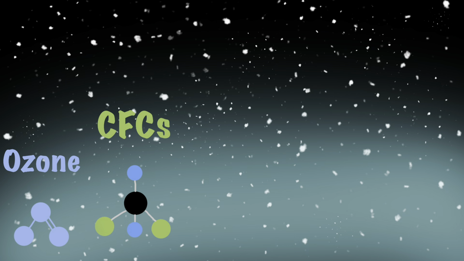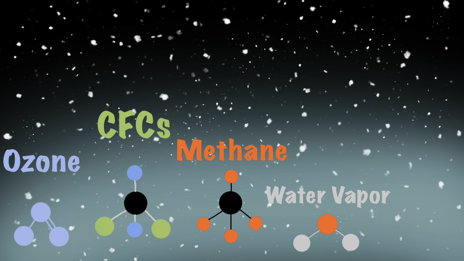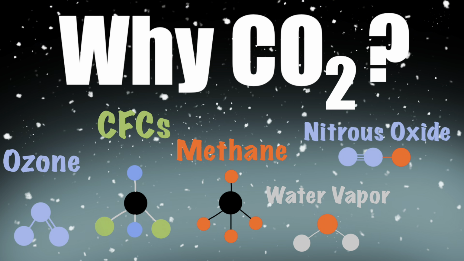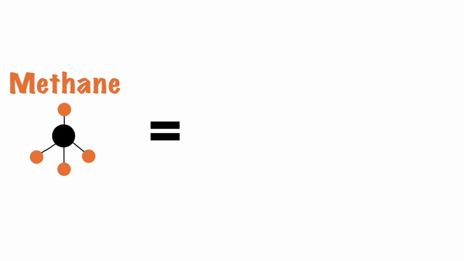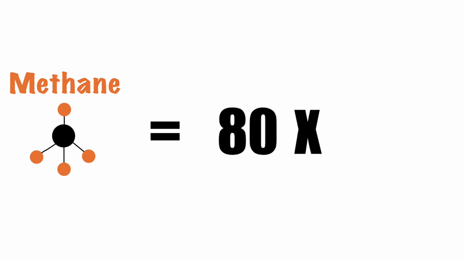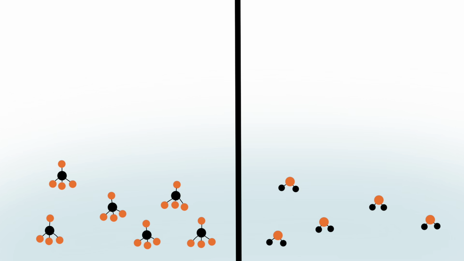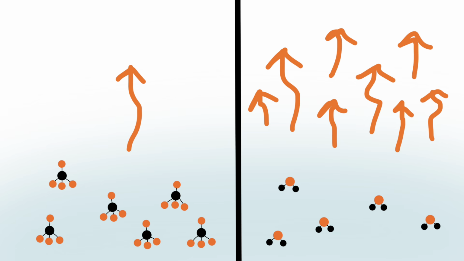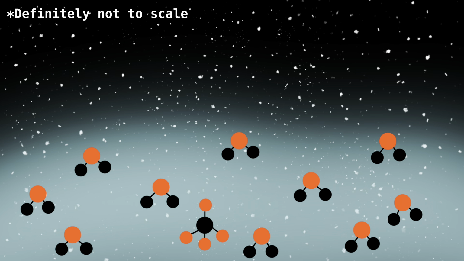As mentioned before, there are other gases in the atmosphere that are concerning. So why is there such a big focus on carbon dioxide in particular? Methane, for example, is estimated to be 80 times more potent than carbon dioxide, meaning it's 80 times better at trapping heat. But when compared to the sheer abundance of carbon dioxide in the atmosphere, methane is not as concerning. At least, not at the moment.